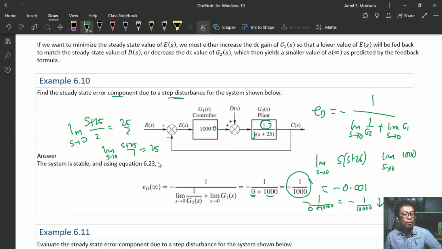So again, pag tinaasan nyo yung forward gain nito o yung gain nitong plant niyo, that should lead to a lower DC gain para dito sa factor na to. Okay? So, ayun.